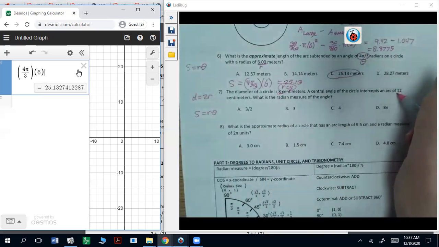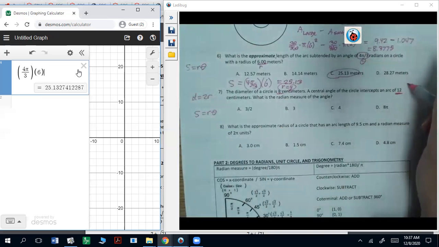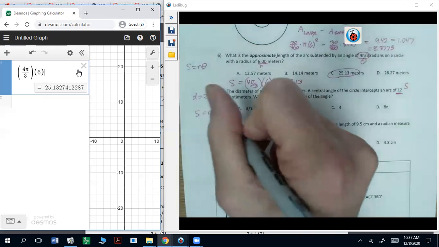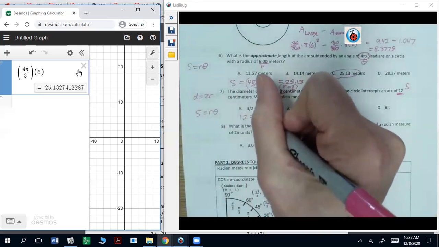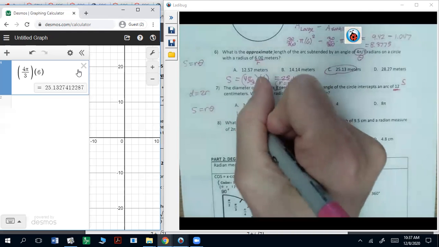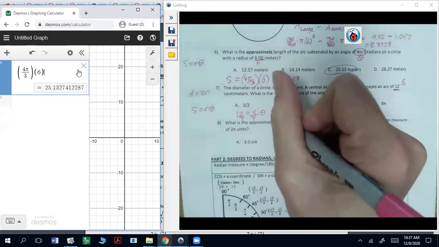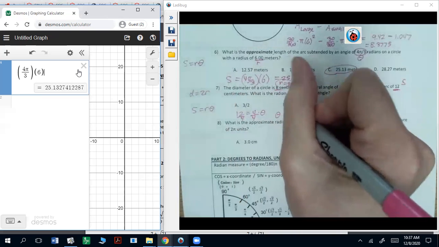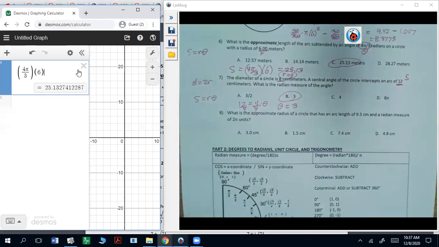The arc is 12 centimeters, so that's your length, so that's your S. So we have 12 equals 4 times theta. So your radian measure is going to be 12 divided by 4, and that's going to be 3. So that radian measure is 3.